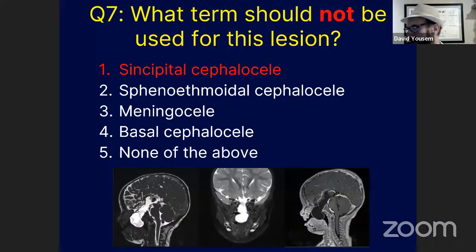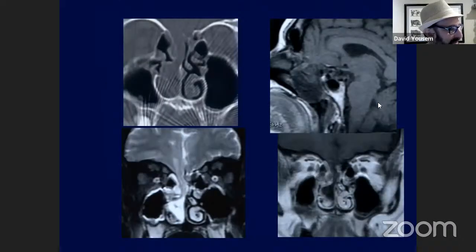So I'm looking in the chat and there's a lot of yeses, and that is indeed the correct answer. One of the reasons why you know it's the correct answer is you may have noticed that there are missing portions of the splenium of the corpus callosum and the rostrum of the corpus callosum, identifying other congenital lesions that would suggest that this is a congenital encephalocele.